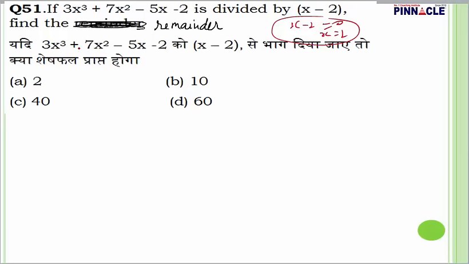So 3x cube, if I put x is equal to 2, then we will have 2 power 3, that is 8, into 3, 24, plus 2 into 2, that is 4, into 7, 28, minus 2 into 5, that is 10, minus 2. So 24 minus 12 is 12, plus 28, 40. 40 should be the remainder in this case.